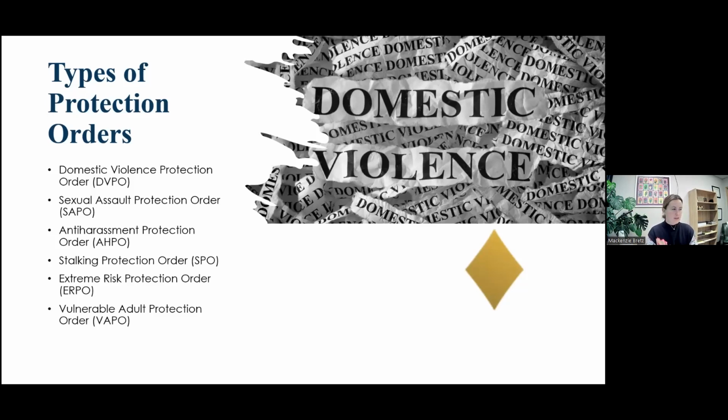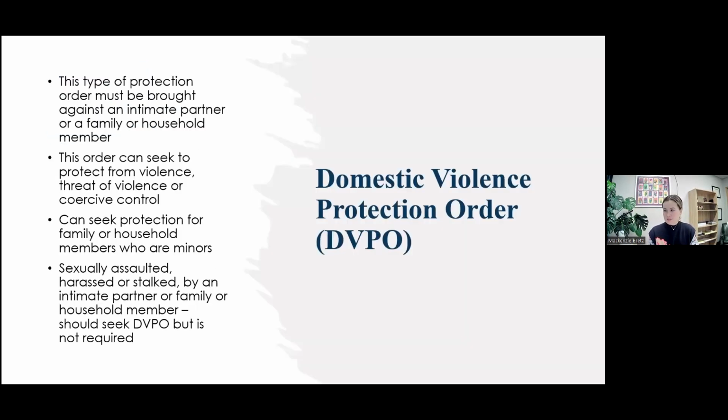Some of the most common types of protection orders are a domestic violence protection order, sexual assault protection order, anti-harassment protection order, stalking protection order, extreme risk protection order, and vulnerable adult protection order. These are not all of them, but these are the most common types of protection orders.